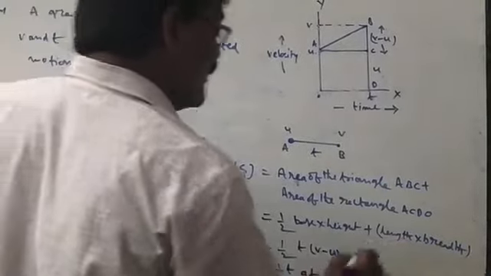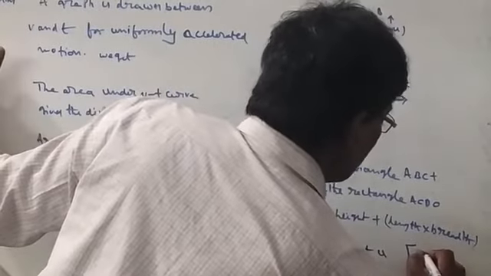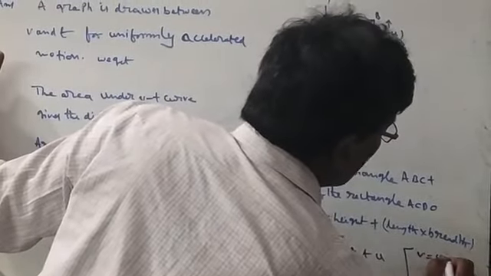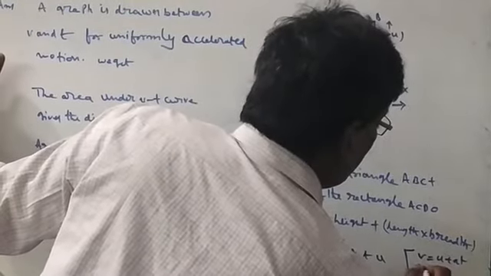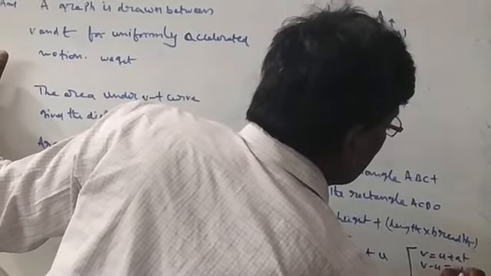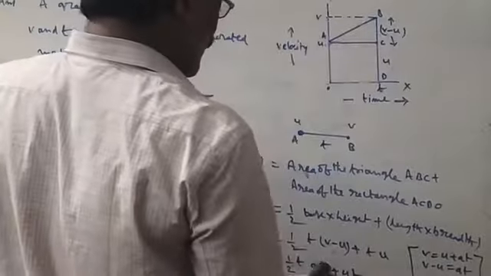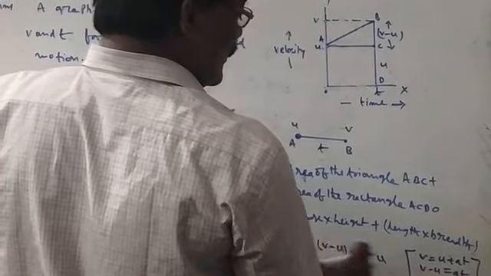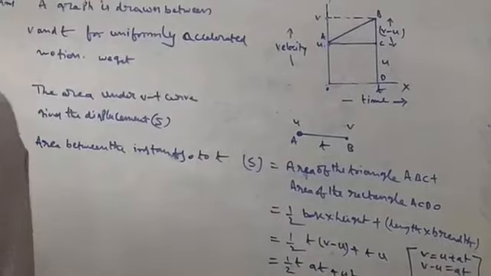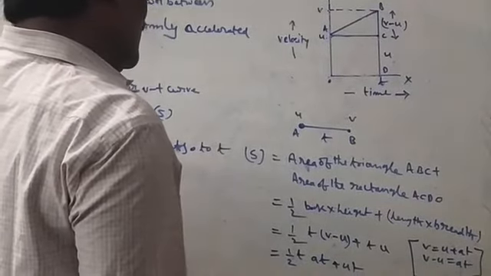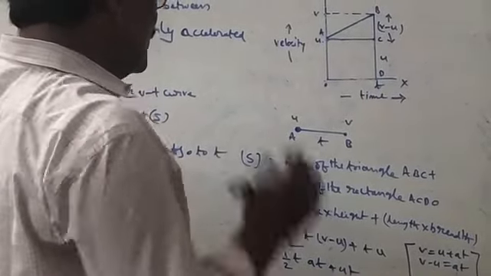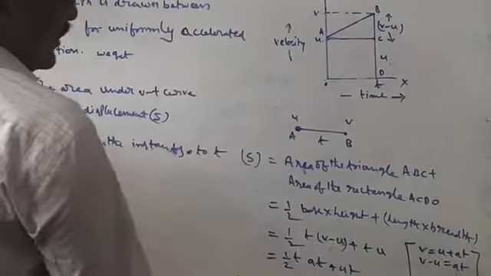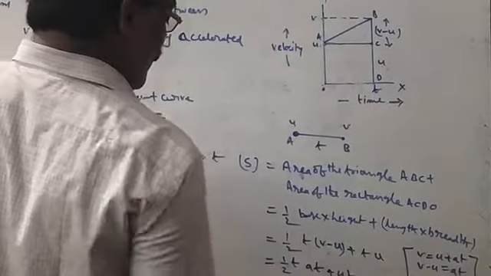According to first equation of motion, V is equal to U plus at. V minus U is equal to at. That's why substitute V minus U as at. Substitute in place of V minus U as at.